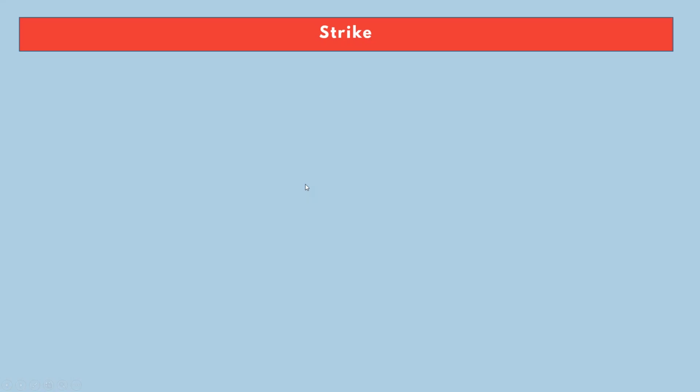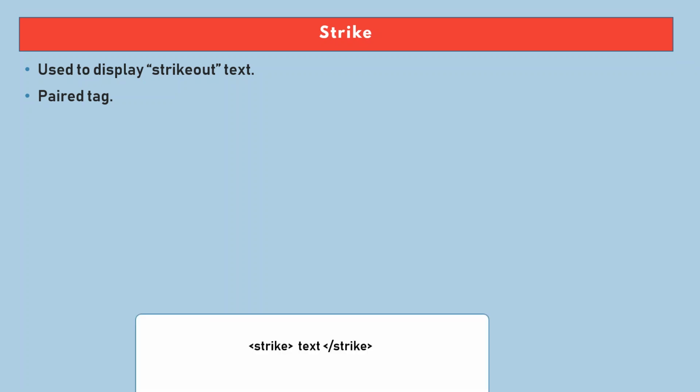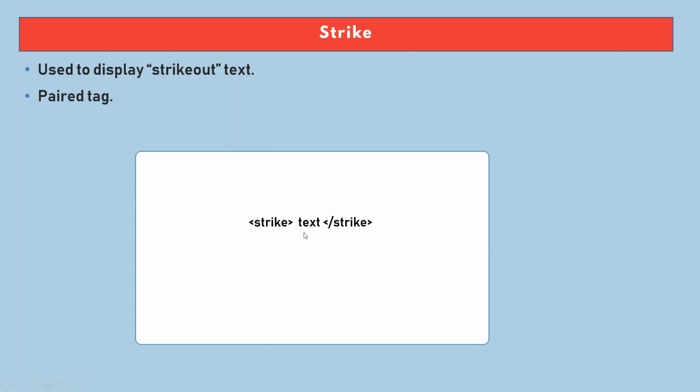Okay, the strike tag is meant for striking out. Suppose there is some false information you want to strike out. For example, there is the price of a product. Suppose instead of 1000, the offer price is 700. So we can write 1000 and strike it out. To strike it out, we have to use the strike tag. Whichever text you want to strike out, only that text should be kept inside the strike tag.